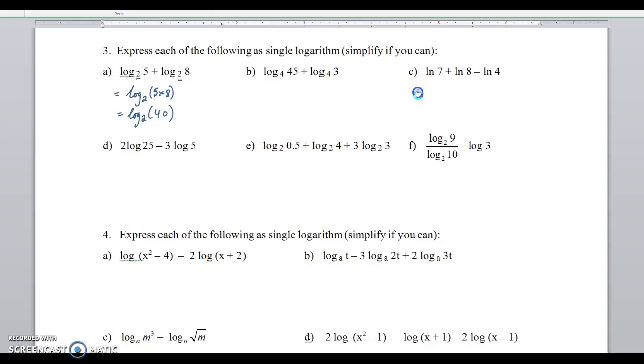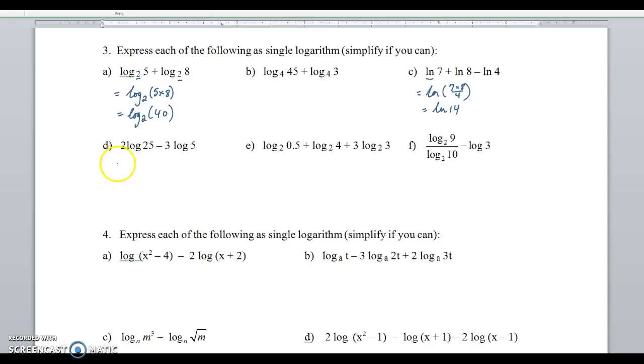I'm going to jump over to letter C, which is for natural logs, so that's log base e, and we write it as ln. So this is going to be ln of 7 times 8 divided by 4. Yeah, this is going to simplify, and it's going to become simply ln of 14.